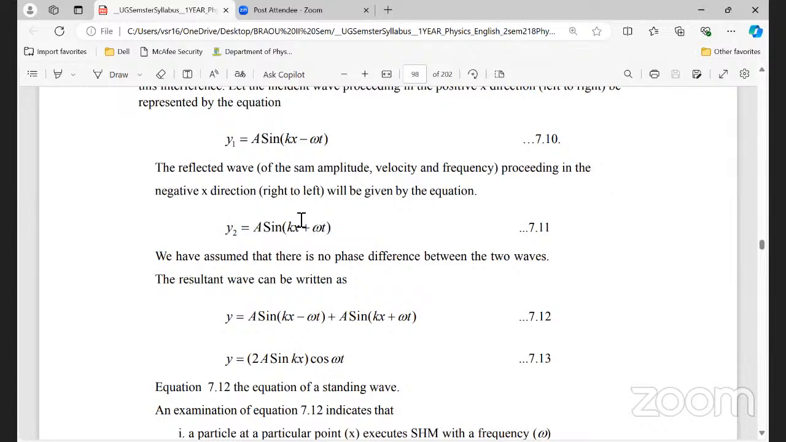According to the superposition theorem, there is no phase difference between these two waves. So what is the resultant wave here? a sin(kx minus omega t) plus a sin(kx plus omega t). Here, sin a plus sin b is 2 sin((a plus b)/2) into cos((a minus b)/2).